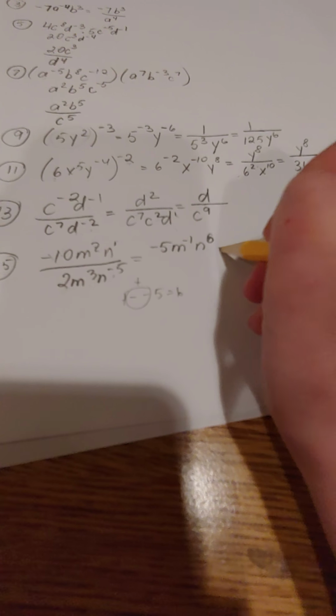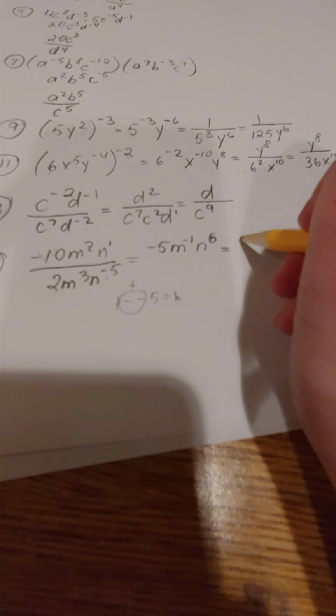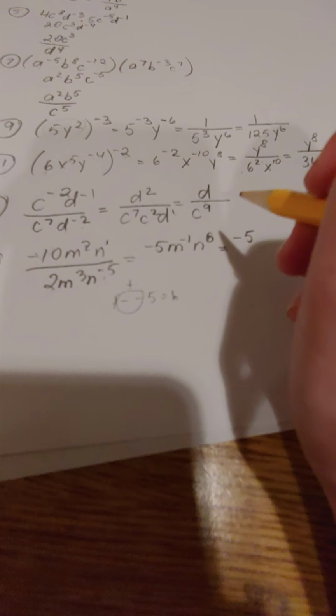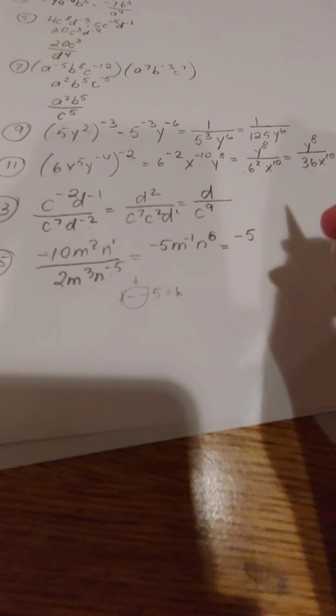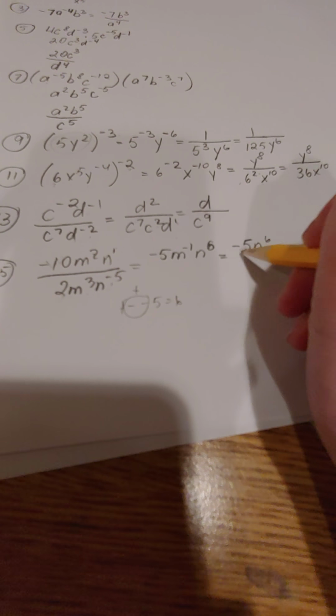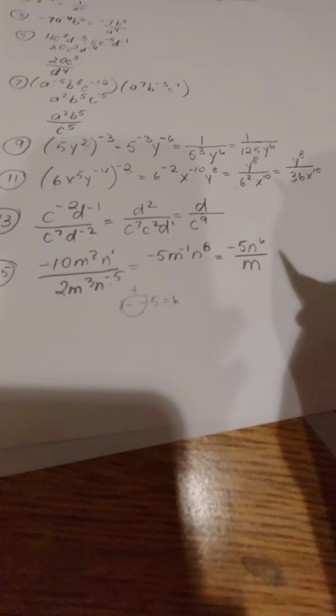Okay, so we clearly see that m is not happy because it has a negative power. Negative 5 stays on top because this is not a power. This is a coefficient. So m goes down.